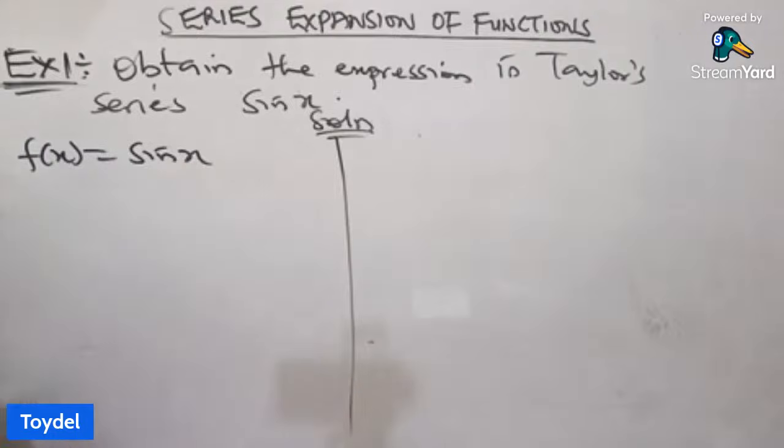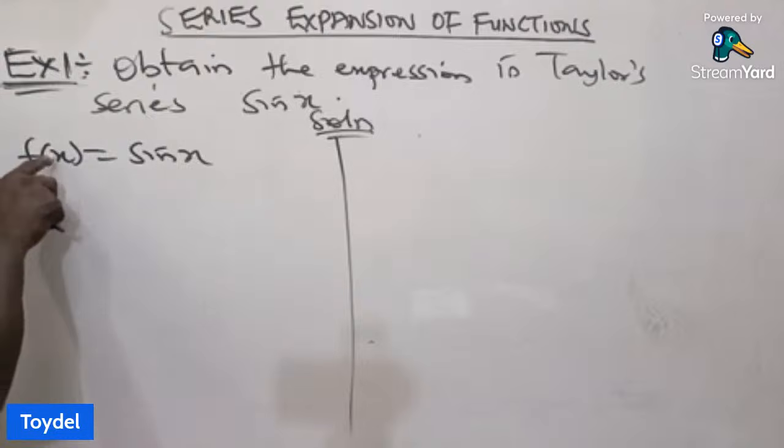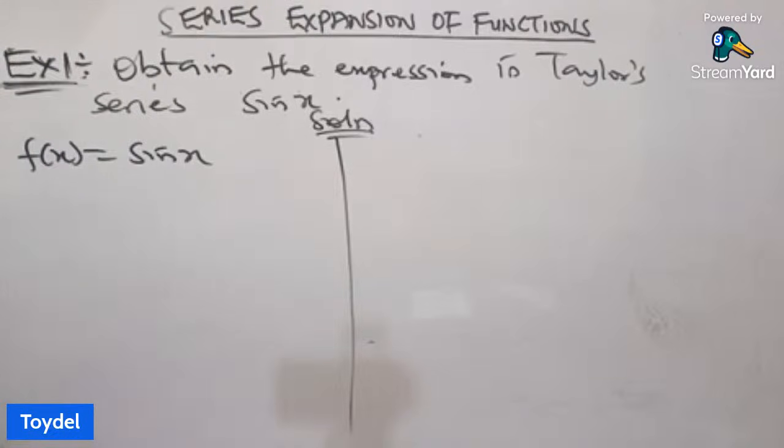This is a trigonometric function. f of x will be equal to sine x. We are going to find f prime of x, f prime prime, f triple prime, up to maybe f raised to power 6 prime of x. We can truncate it because it's a series. We can say plus dot dot dot.